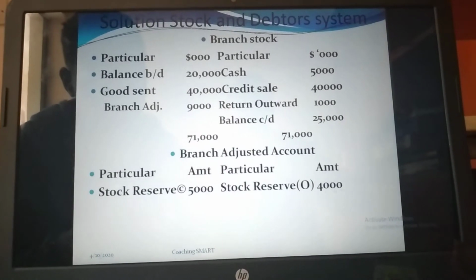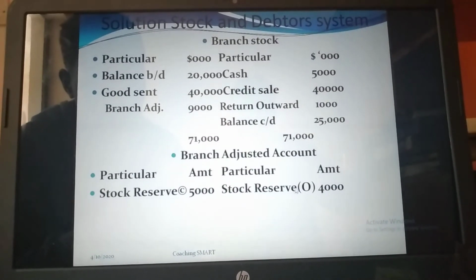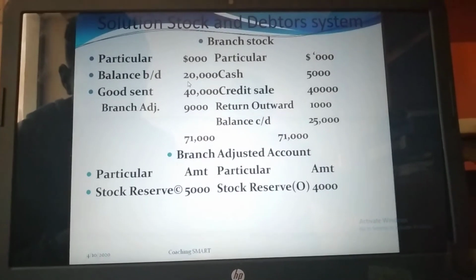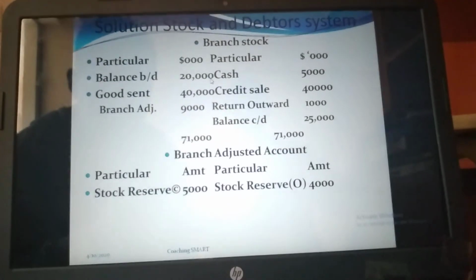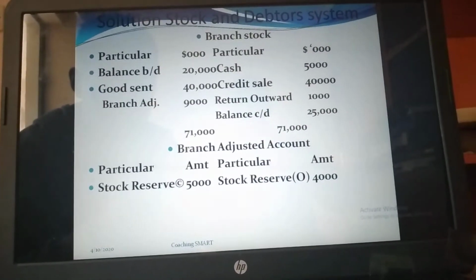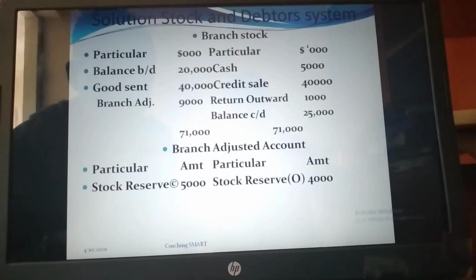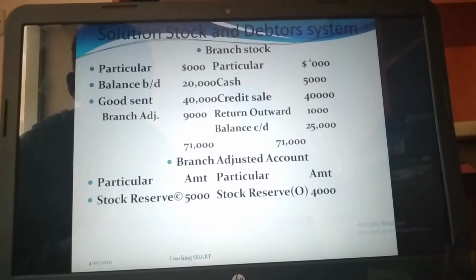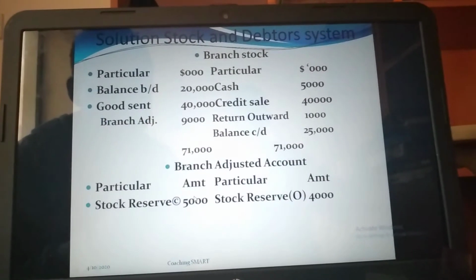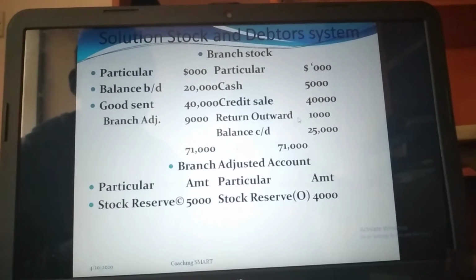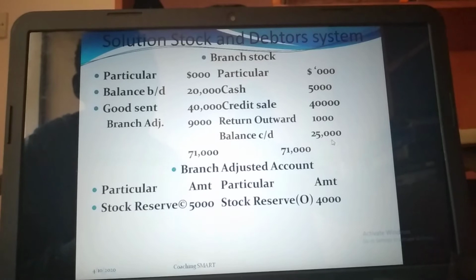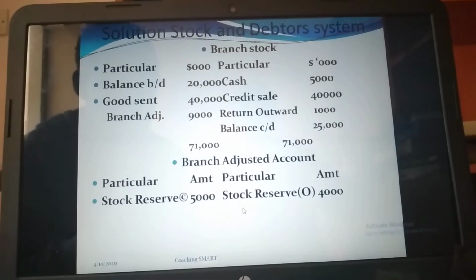How do you get these amounts? Now like stock reserve opening, this is 20,000. You say 25 over 125 times 20,000 gives you 4,000. How did you get the stock reserve for 5,000? You say 25 over 125 times 25,000 gives you 5,000.